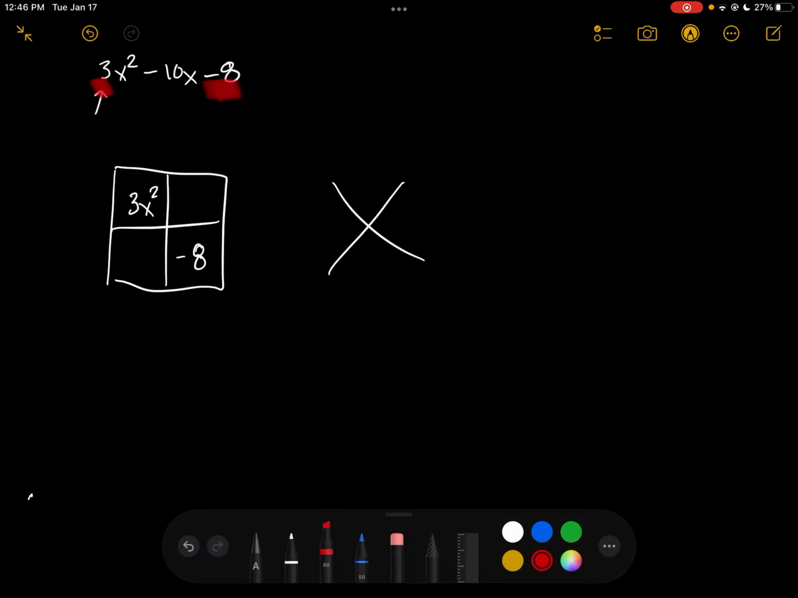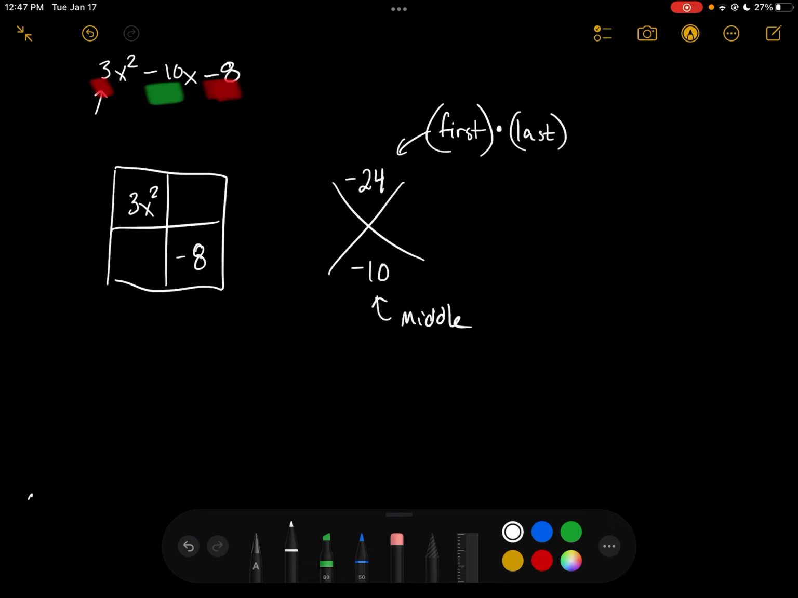Now how this works is we take our first term and our last term and we multiply them. So 3 and negative 8 gets us negative 24, and that goes on the top. And then our negative 10 term goes on the bottom. So that is what we're looking for: first times last on the top, and then we drop our middle term directly in the center.